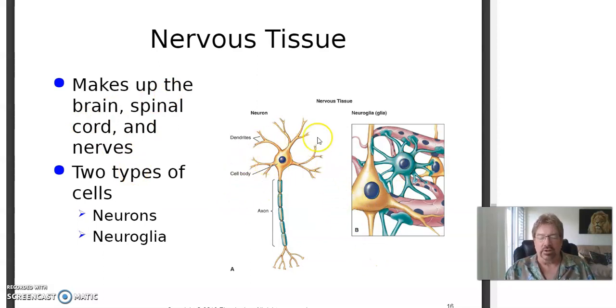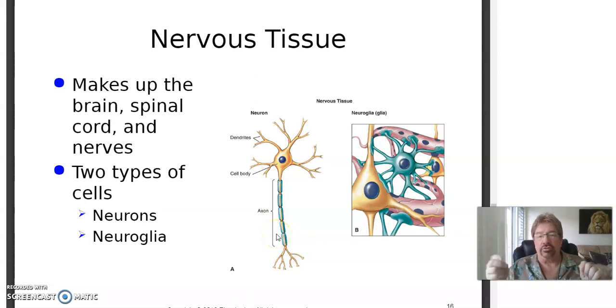Okay, here's a stylized nerve cell. Here's the cell body. These structures are called dendrites. They bring information from other nerve signals, in other words, from other nerves and other areas into the cell body of the nerve. And this is called an axon. Bundles of axons are what we call nerves.